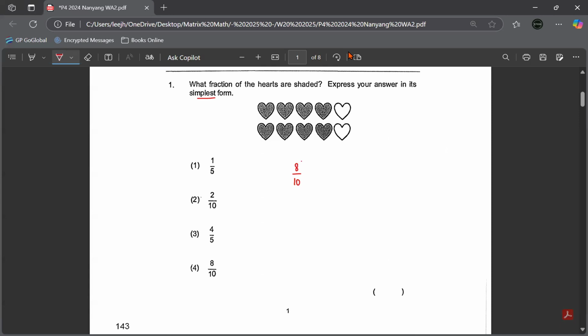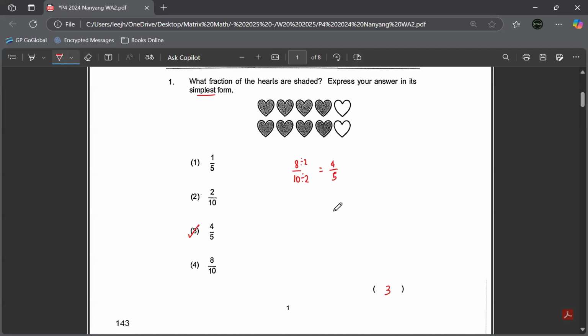These two numbers can be divided by 2. So we have to simplify 8 over 10 in the simplest form. Divide by 2, divide by 2. Your answer is 4 fifths. So which one is your answer? It's actually option number 3. Okay, so you write 3 here.